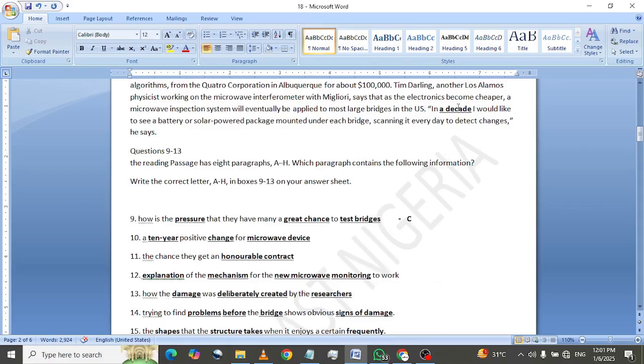Now you see that we have seen something related to a decade, which is 10 years. Now, what relates to positive change? I would like to see a battery and solar panel package mounted under each bridge, scanning it every day to detect changes. That is the positive change. So the answer here, in my opinion, will be H.